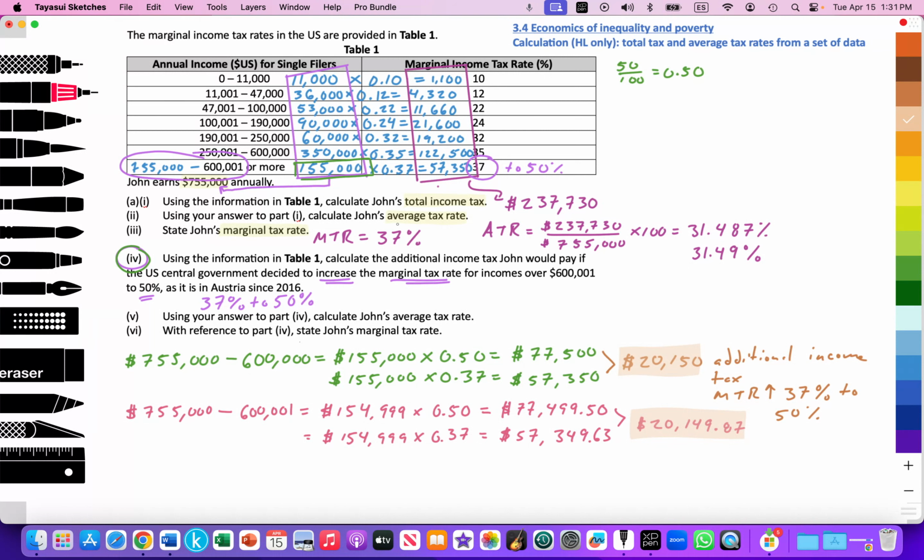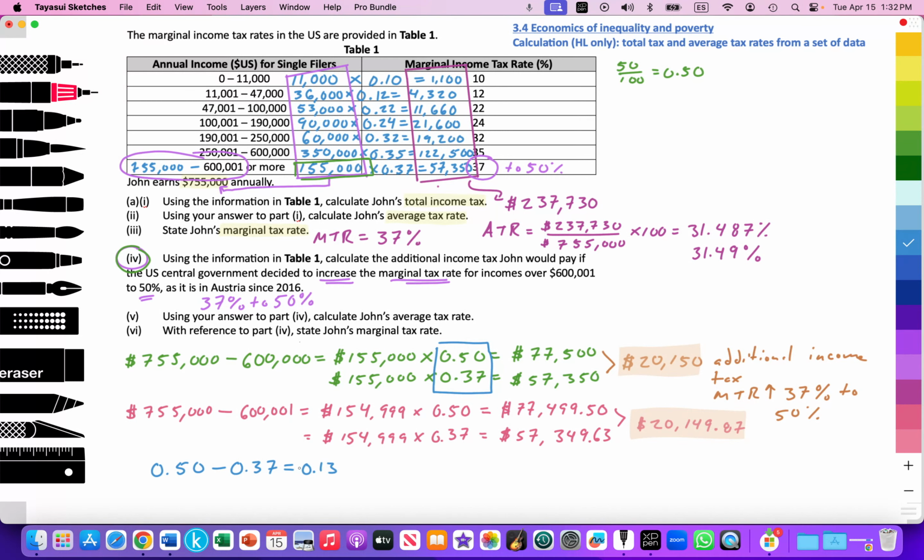Perfect. What's an even faster way to calculate this? Another way you can do this is as so. Instead of doing 155,000 times 50% and 37%, why don't we just focus on the difference between the two? Another student could say, I'm going to take the 50% marginal tax rate against the original 37% tax rate, and the difference there is 13%. That's a 13% increase in the marginal tax rate.